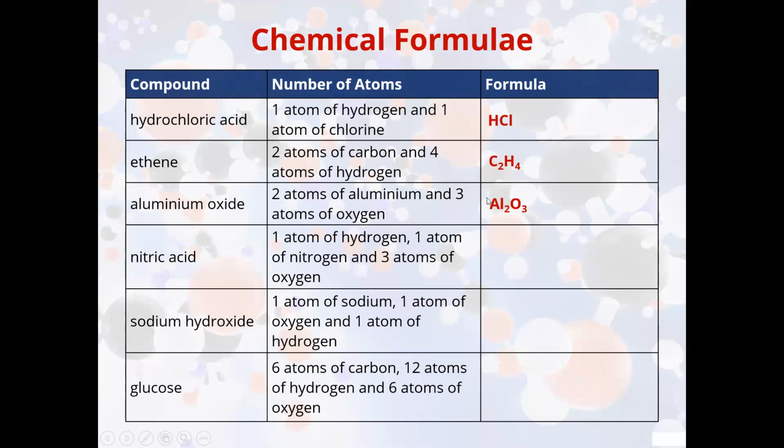Then you get aluminium oxide. You got 2 atoms of aluminium, 3 atoms of oxygen. Nitric acid is this. You got 1 atom of hydrogen, 1 atom of nitrogen, and 3 atoms of oxygen. Sodium hydroxide, you have 1 atom of sodium, 1 atom of oxygen, and 1 atom of hydrogen. Glucose is like this. You got 6 carbon atoms, 12 hydrogen atoms, and 6 oxygen atoms.